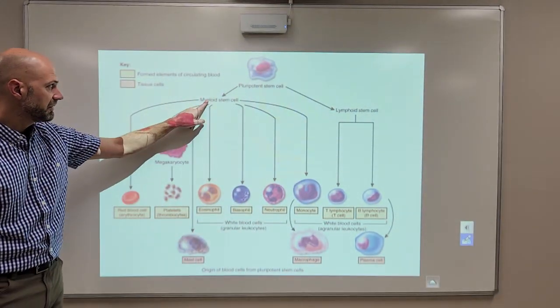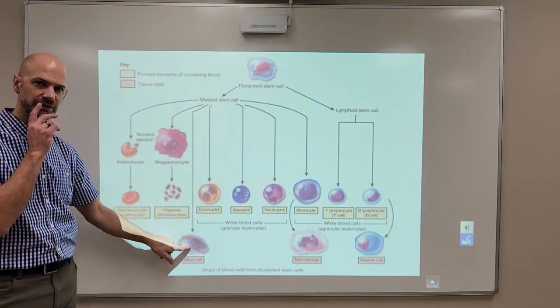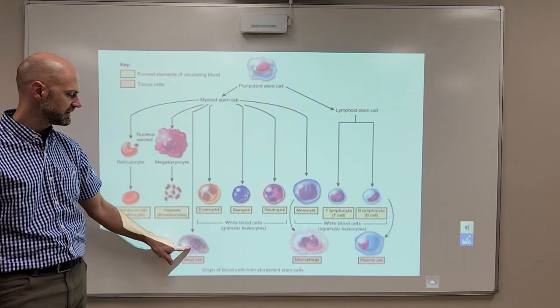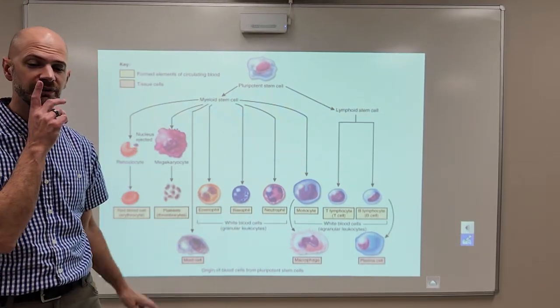Mast cells come up from a very similar lineage here, the myeloid stem cells. Mast cells, we'll talk about those in the immune system as well. Mast cells have a very similar appearance as basophils because they're both very, very blue.